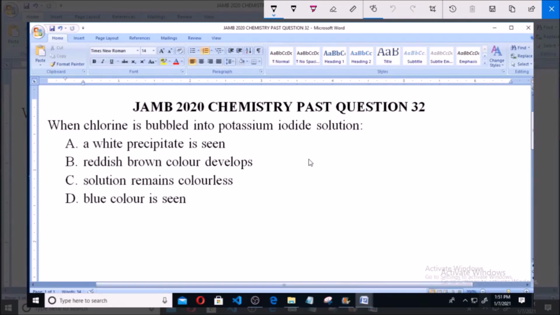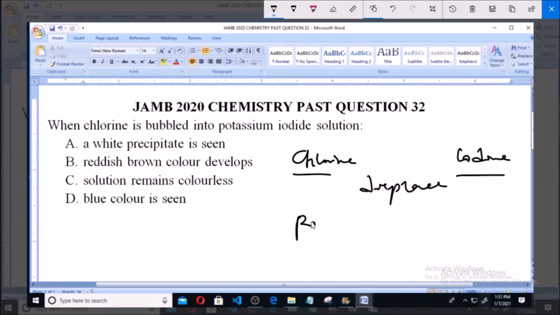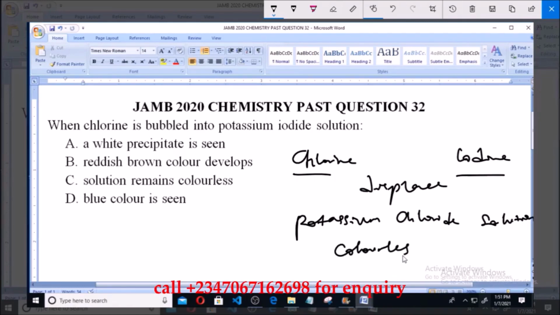Now, chlorine is a halogen, likewise iodine, but chlorine is more reactive than iodine. Now, in a potassium iodide solution, when chlorine is bubbled into the solution, chlorine will displace iodine and take the position of iodine, now forming a potassium chloride solution. And potassium chloride solution is a colorless solution. It has no color, so therefore the solution remains colorless.